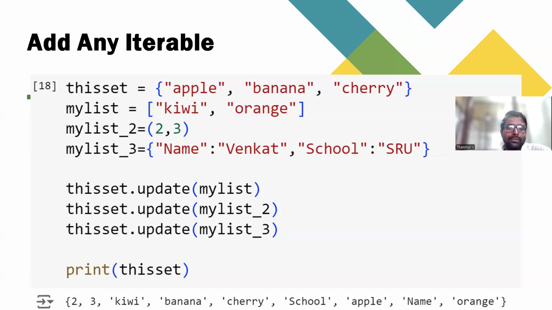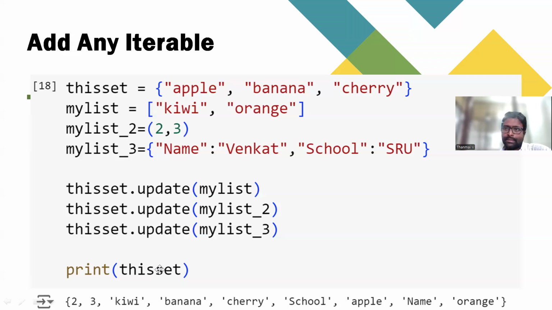And with this set dot update, you can pass the tuple also. Set dot update, you can pass the dictionary also. Then what happened? This set's elements will be updated based on the elements in the list, the tuple, and the dictionary.